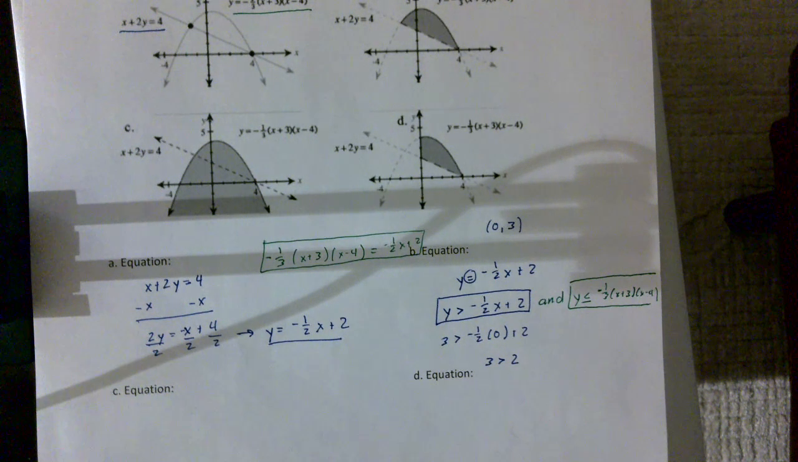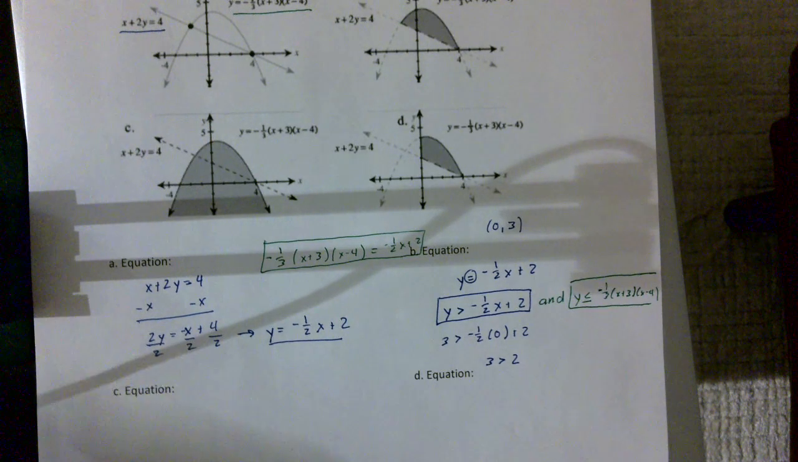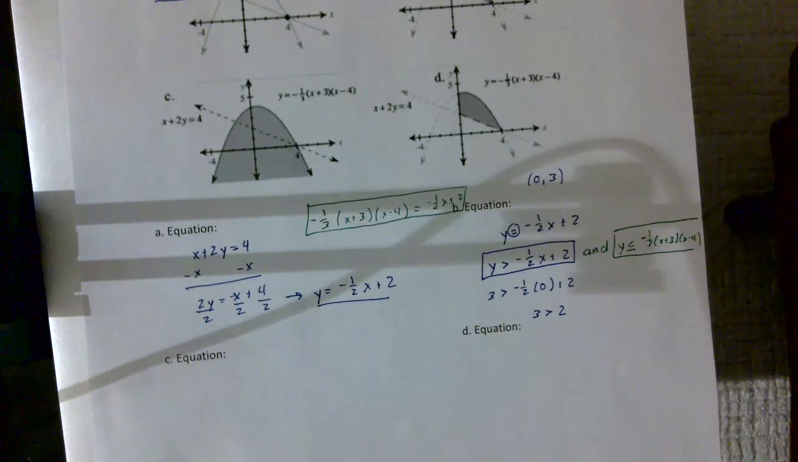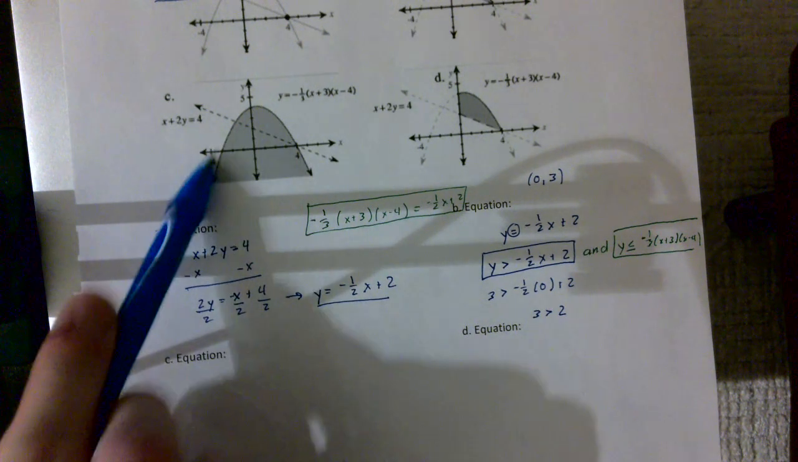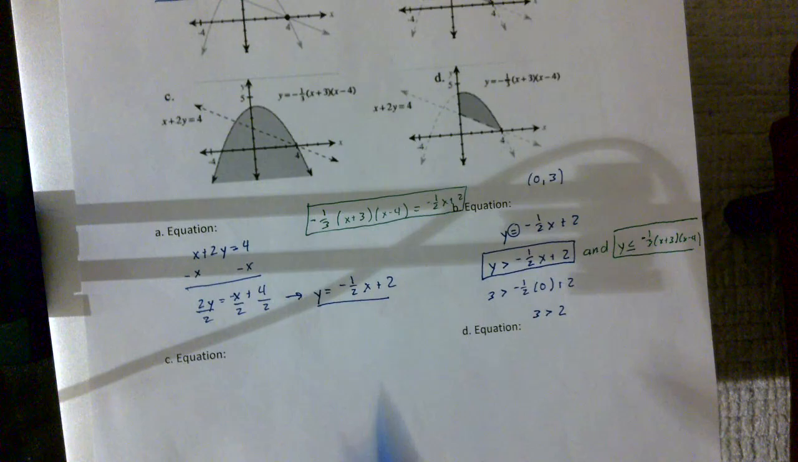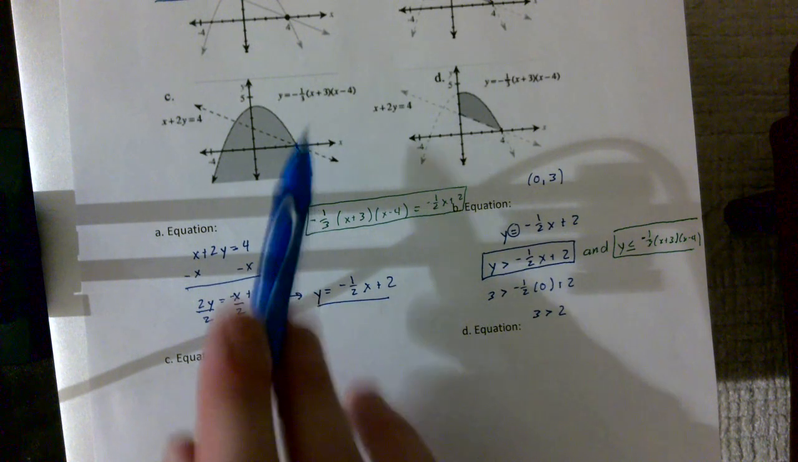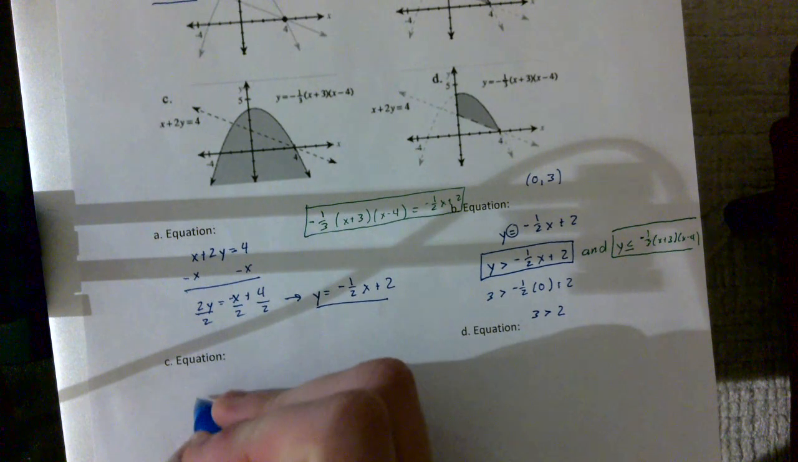All right, so now we're going to go ahead and figure out which one letter C is. As you can see from the problem, right away, I'm looking and saying, okay, well, we have that solid line, and we're going to be less than the value of 1/3 x plus 3, x minus 4. So I'm going to go ahead and just write that right away.